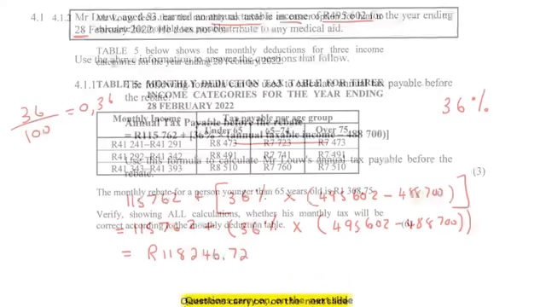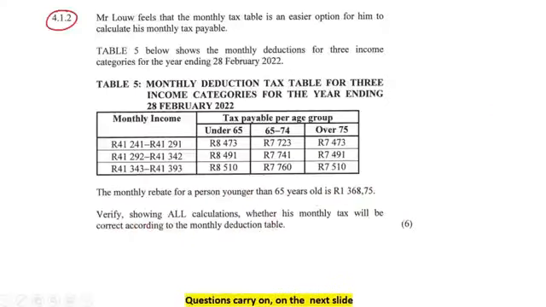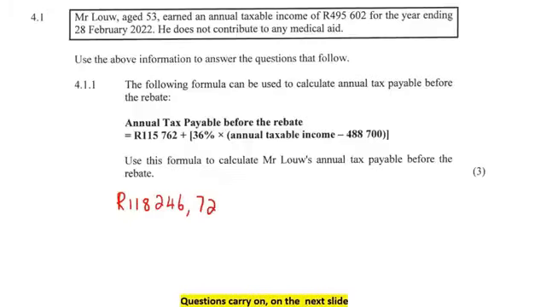118,246.72. Okay, so now we're moving on to this question. It says that Mr. Lowe feels that the monthly table is easier to calculate his monthly tax. What he means by that is he thinks that using this table is easier than using this formula that we did in the previous question.